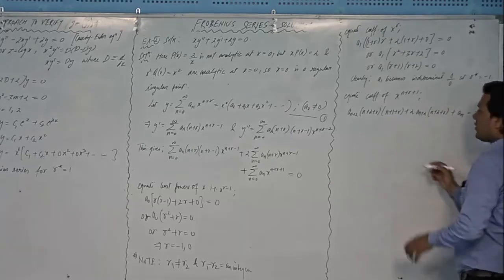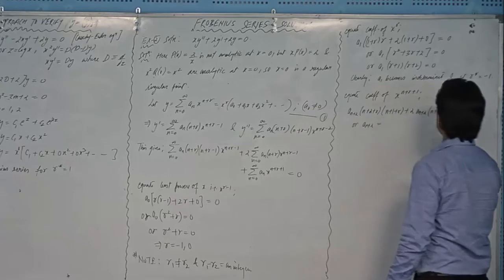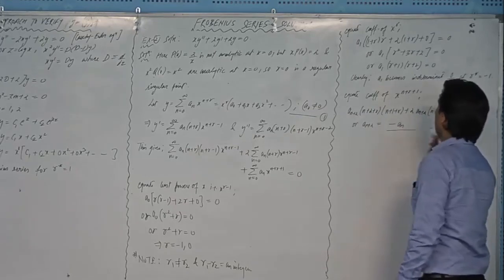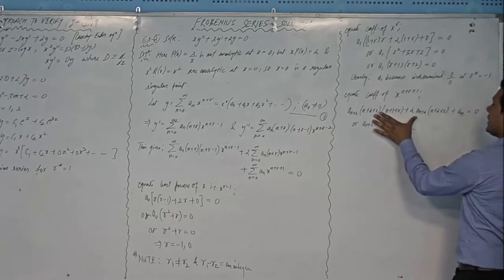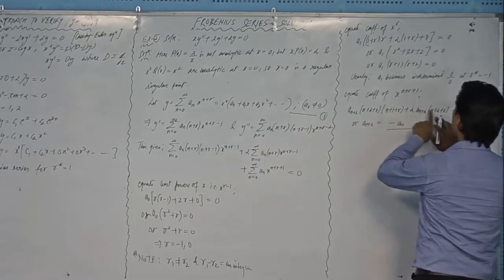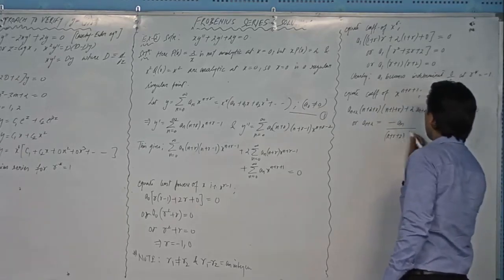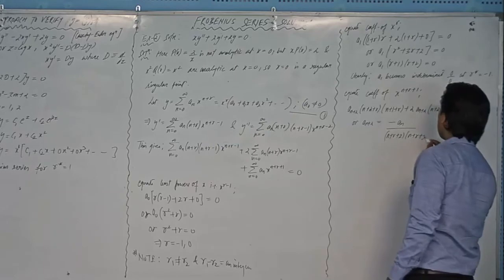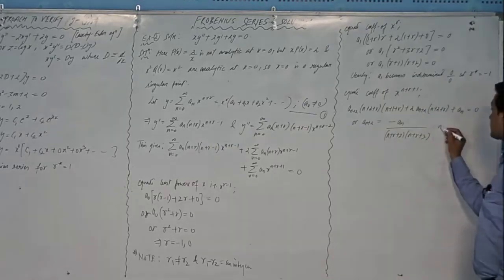So from here I can obtain a recurrence relation, a n plus 2 equal to, should I take this here, and if I take n plus 2 plus r common, then you will be having n plus 1 plus r plus 2, that will be n plus 1 plus r plus 3. So n plus r plus 2, n plus r plus 3, on simplification, right? So this is a recurrence relation.